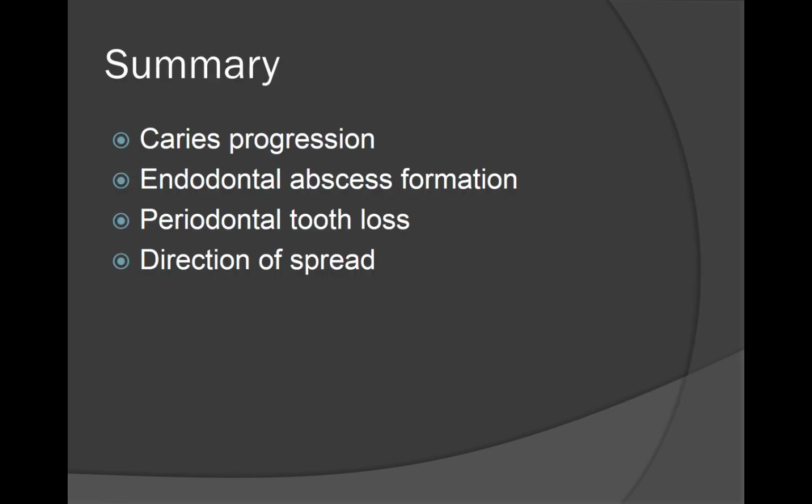So in summary, we talked about caries and their natural progression in relation to the anatomy. We talked about endodontal abscess formation and periodontal tooth loss. And we talked about what happens when you get endodontal disease and how you can get direct spread into adjacent tissues and how that spread can be limited by anatomic boundaries such as the mylohyoid. And we briefly showed a case of hematogenous spread to the brain.